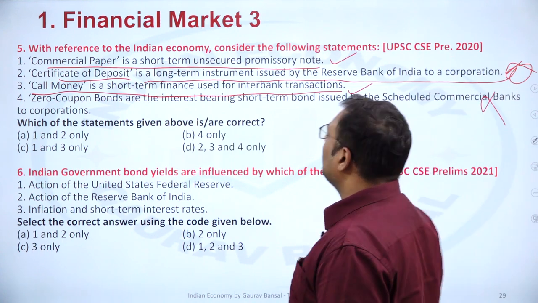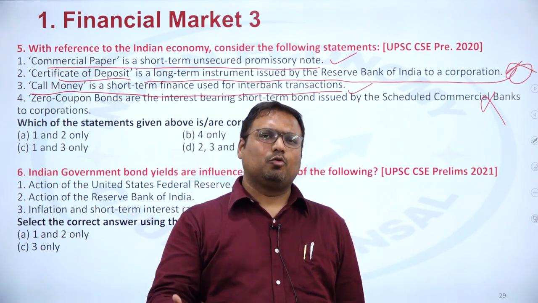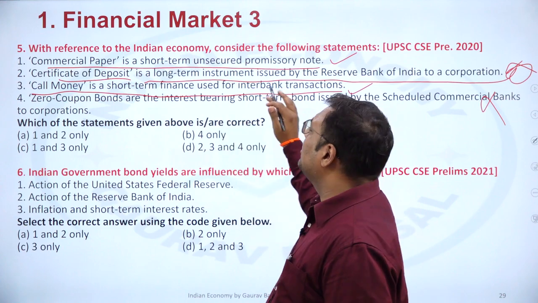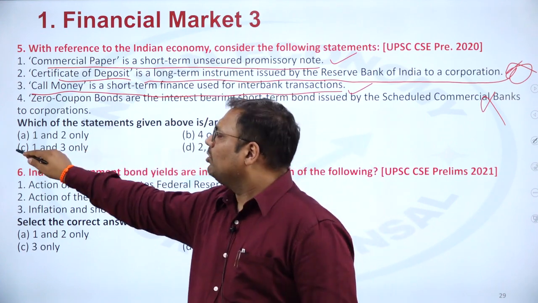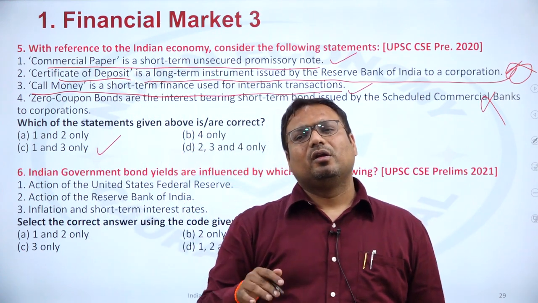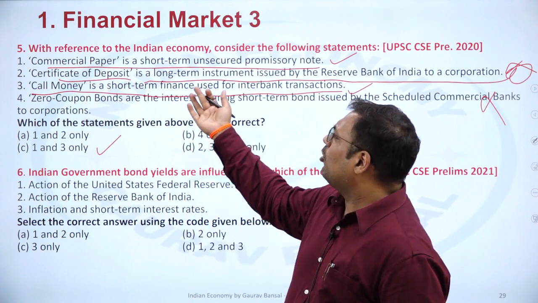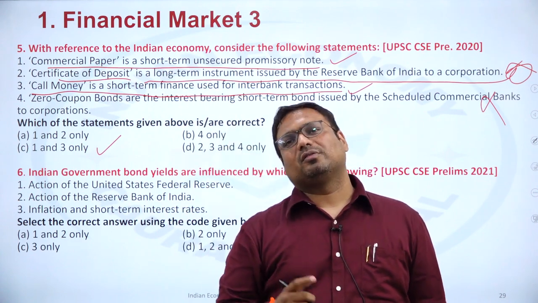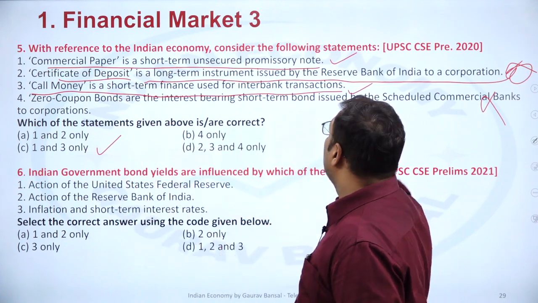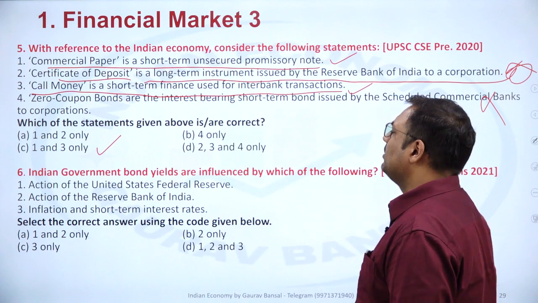Zero coupon bonds are interest-bearing short-term bonds issued by the scheduled commercial banks. That is wrong. Scheduled commercial banks do not issue zero coupon bonds. Zero coupon bonds are typically issued by government. Zero coupon bonds are bonds that do not pay interest. For more detail on this topic, you have to watch my session on the bonds. For this particular question, the answer is 1 and 3. Commercial papers are short term, up to 1 year maturity. If they are more than 1 year, they have to be corporate bonds. They are very much like corporate bonds, but short term. But there is one more difference. For commercial paper, the company does not have to secure assets, doesn't have to show assets and freeze them. Whereas for issuing corporate bonds, companies have to freeze and show some assets to SEBI to get approval.